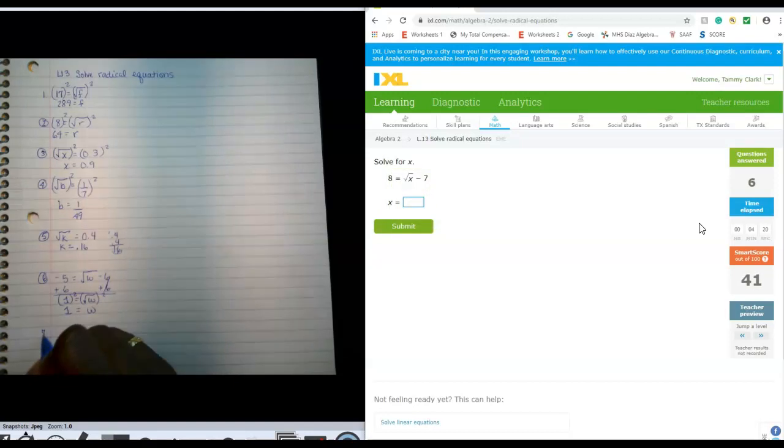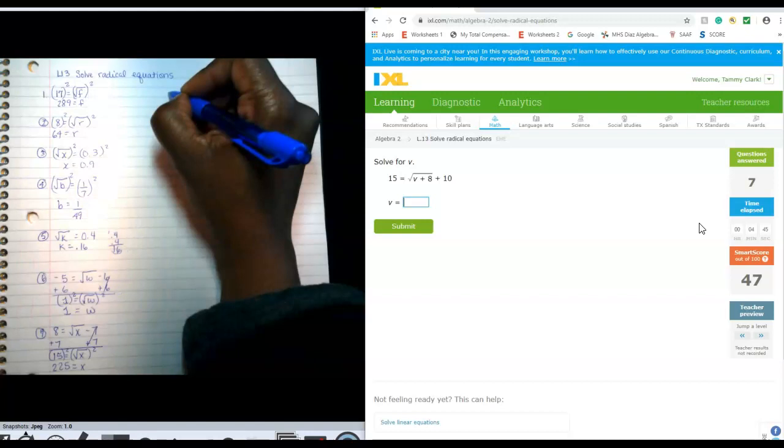Number 7, we've got 8 is equal to the square root of x minus 7. We're going to add 7 to both sides because we want the square root symbol alone, which is called the radical. So we've got 15 is equal to the square root of x. Go ahead, square both sides. And we've got 225 is equal to x.